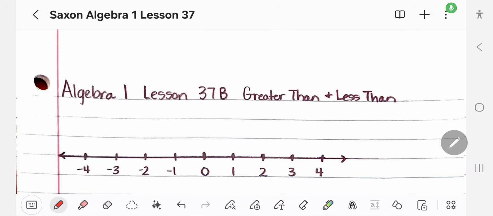This is Algebra 1, Lesson 37b, greater than and less than. We're starting off looking at a number line here, and you can see we've got our positives on the right, our negatives on the left, we've got 0 in the middle.